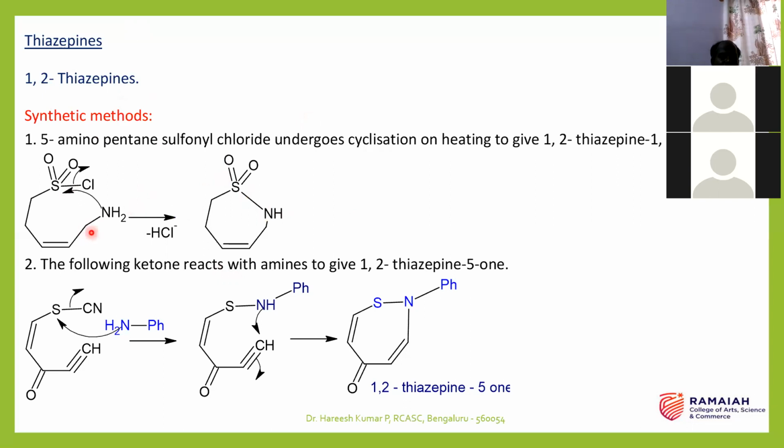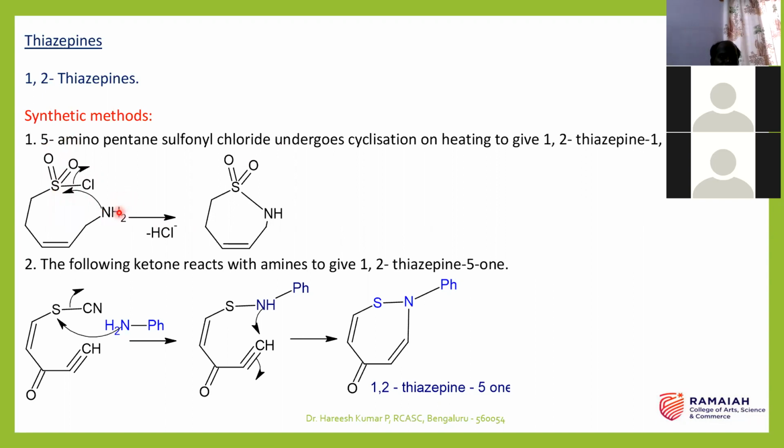More particularly, you know that this position is the fifth position. How is it the fifth position? You can say this takes the first priority, so 1, 2, 3, 4, 5. So 5-amino pentene, there is a double bond there. Pentene sulfonyl chloride. That means here there should be E, pentene, not pentane. So 5-amino pentene sulfonyl chloride.